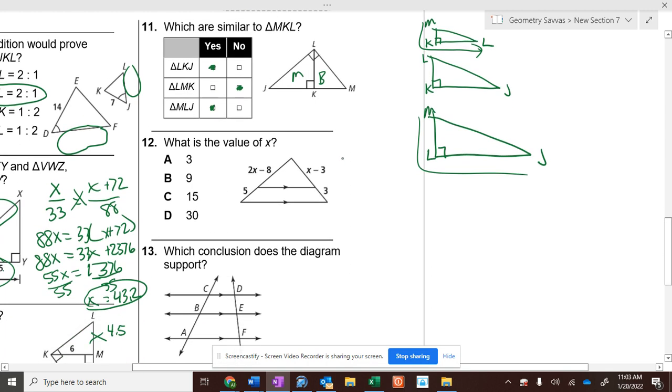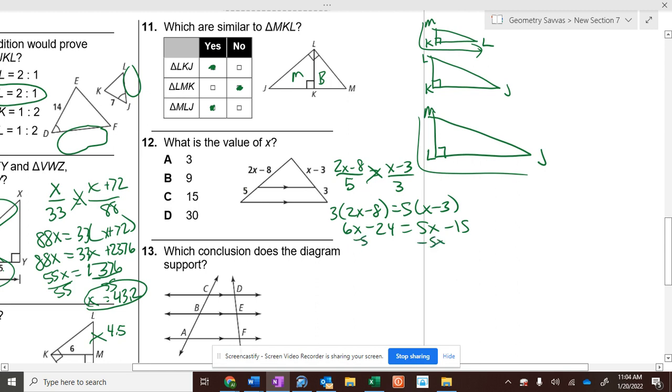For number 12, how would you set up the proportion? 2x minus 8 over 5 equals x minus 3 over 3. Now, if you went 2x minus 8 over x minus 3 equals 5 over 3, that would be the same thing, because when you cross multiply, they wind up multiplying by each other. So 6x minus 24 equals 5x minus 15. Subtract 5x. x minus 24 equals negative 15. Add 24. x equals 9.